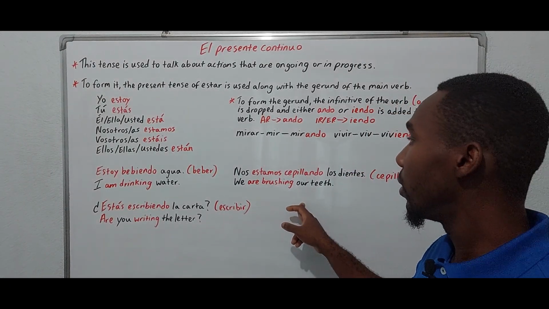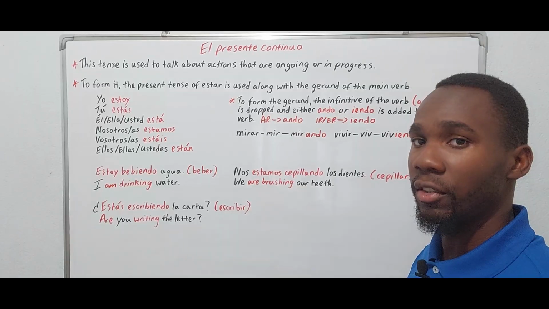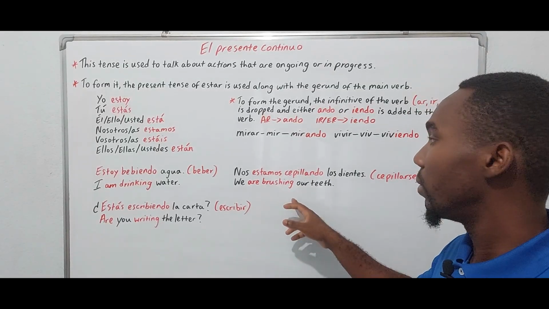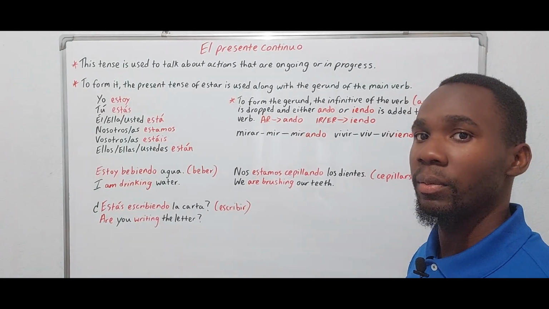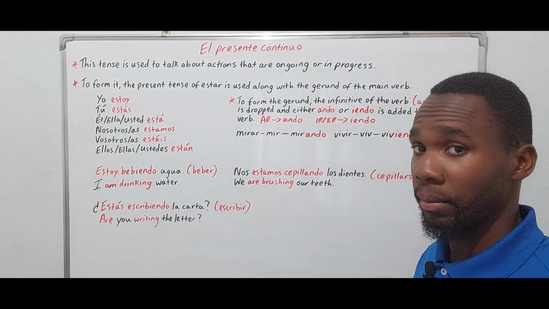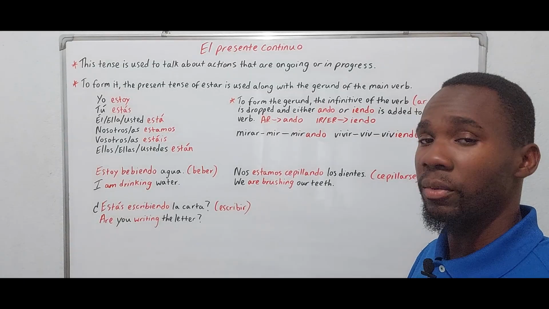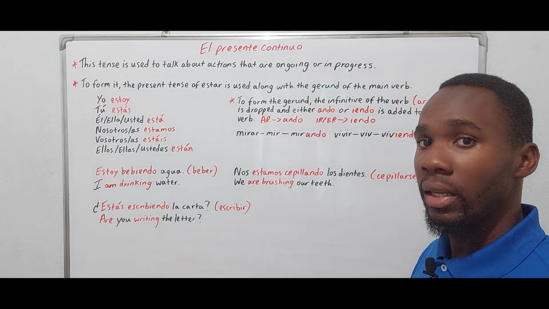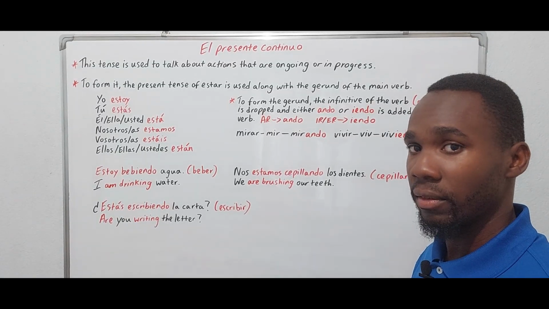And finally, we have an example of a reflexive verb. And if you don't know what a reflexive verb is, it is a verb in which the subject and object are the same. So someone is performing the action on him or herself, right?